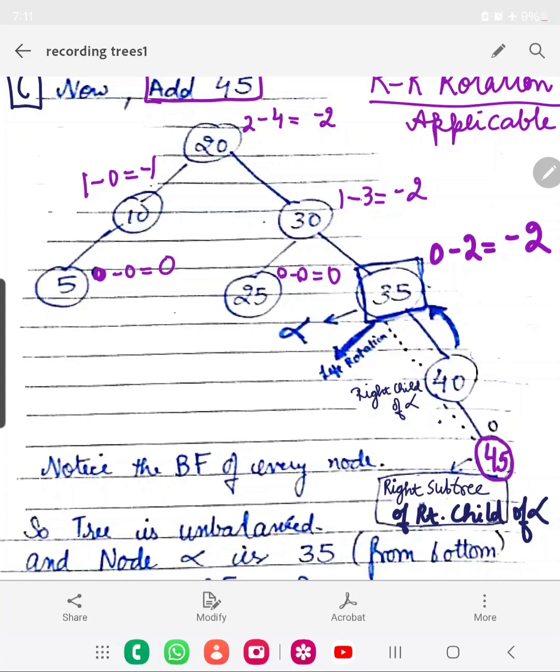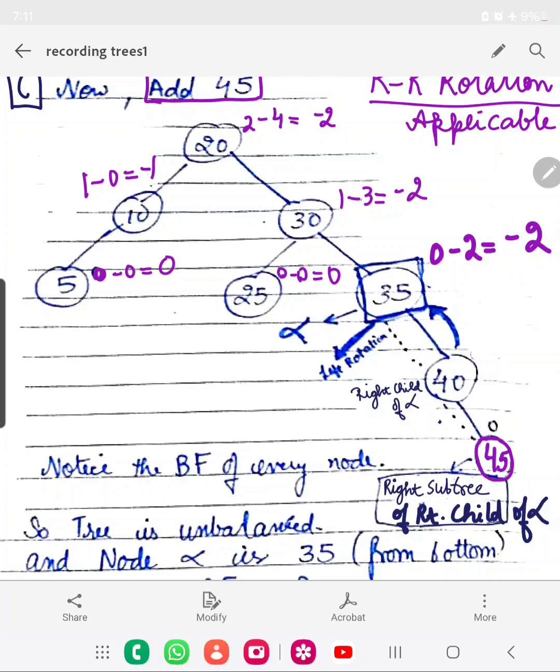The balance factor of 20 becomes 2 minus, 1, 2, 3 and 4. Height of longest branch is 4. So 2 minus 4 is -2. The balance factor of 30 is 1 minus 3, which is -2. Now there are so many nodes which are not balanced. So we have 20 which is having balance factor of -2. We have 30 which is having balance factor of -2. We have 35 which is having balance factor of -2.